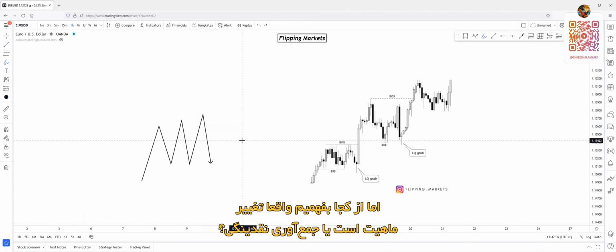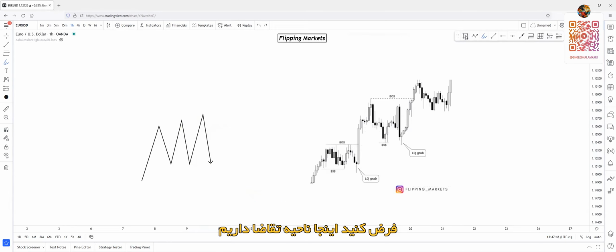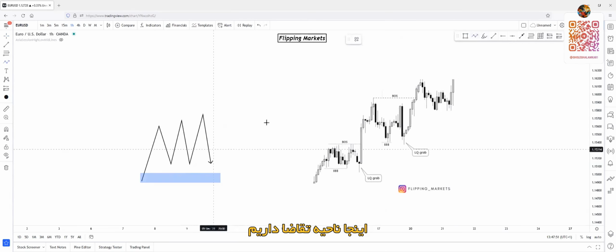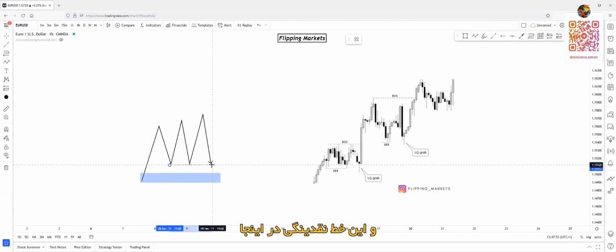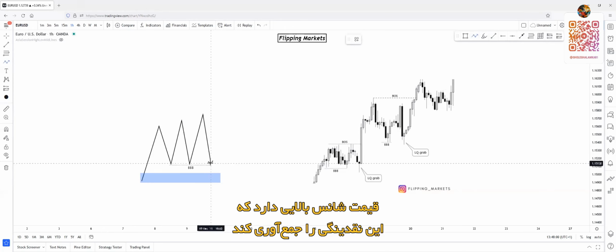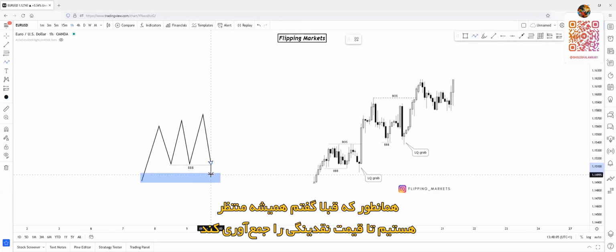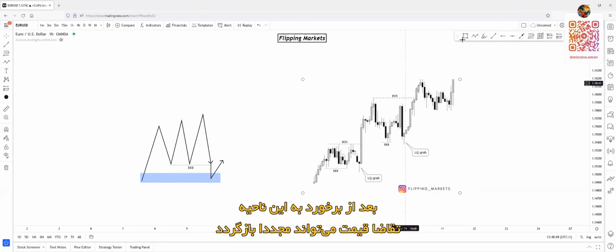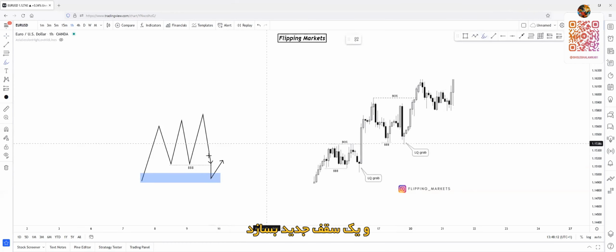Okay, but how can we identify if it's really a change of character or just a liquidity sweep? So let's say we have this demand zone right here. Let me just change color. Okay, let's say we have this demand zone right here and this liquidity line. Price has a really, really great chance to sweep this liquidity. As I said, we always want to wait for a liquidity sweep, tap into this demand zone, and after a tap of this demand zone, it can reverse the price again and create a new high.